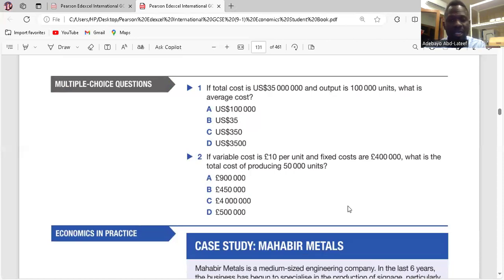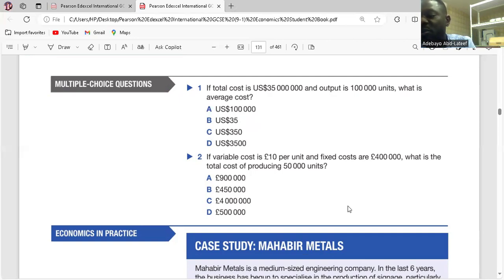Question 2. It said if variable cost is $10 per unit and fixed cost is 400,000, what is the total cost of producing 50,000 units? Our variable cost is $10 per unit. The output is 50,000 units. Then we have our fixed cost, which is 400,000. That is fixed. It does not affect output. So we are told to find the TC.